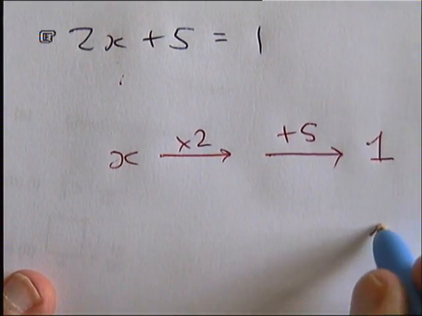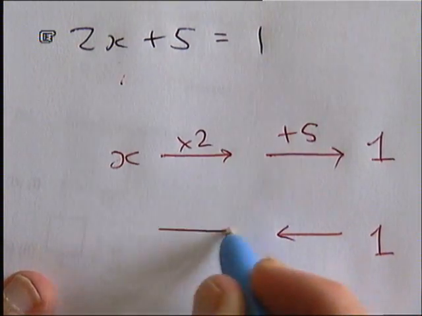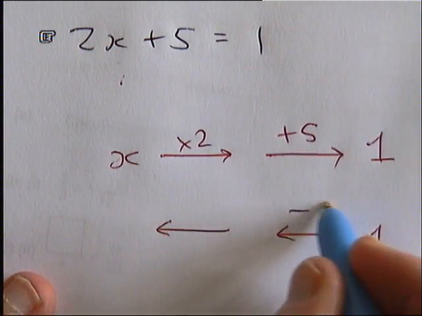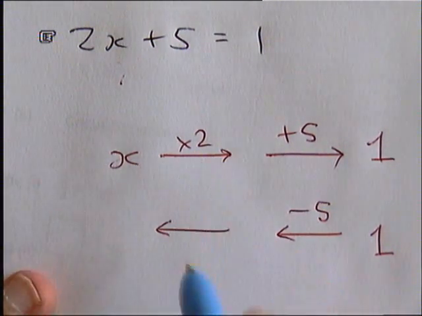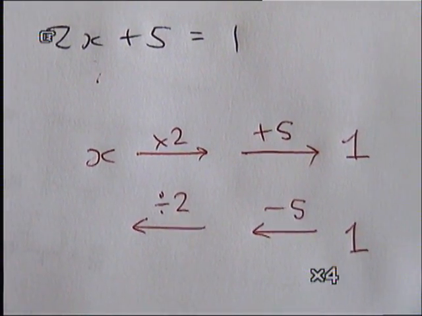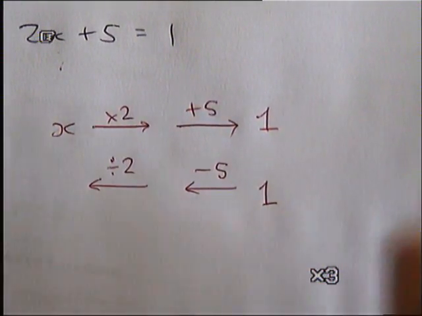So to work out my answer, start with the 1 and work backwards. So the opposite of adding 5 is taking away 5, and the opposite of timesing by 2 is dividing by 2. So what we've got to do here, first of all, is do 1 minus 5.